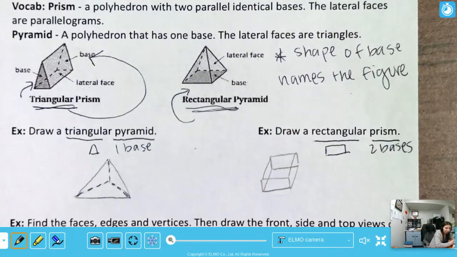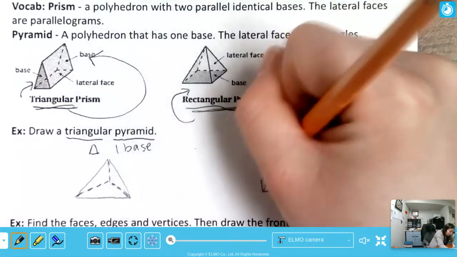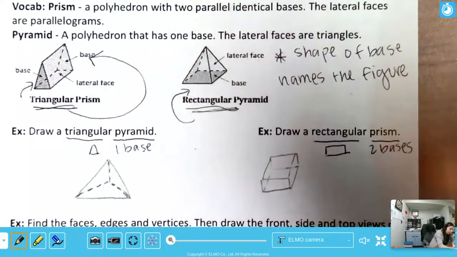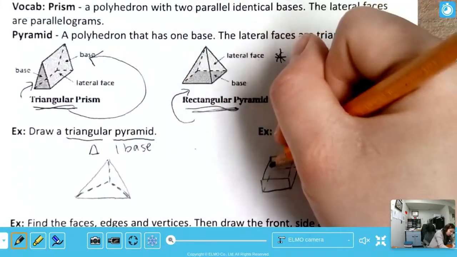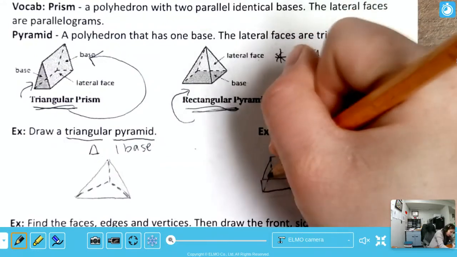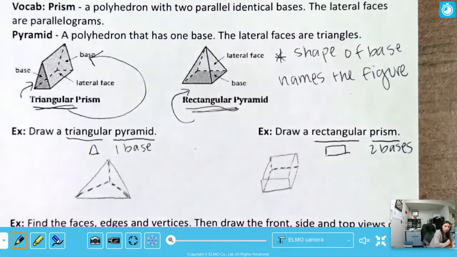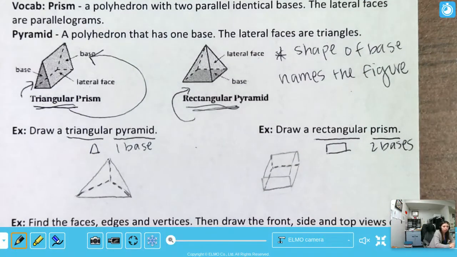And again, just like last time, those lines that would be in the back or on the bottom, we're going to go ahead and lightly erase them and redraw them to be dashed or dotted so it has a bit more of a 3D effect. There we go. That is our rectangular prism.